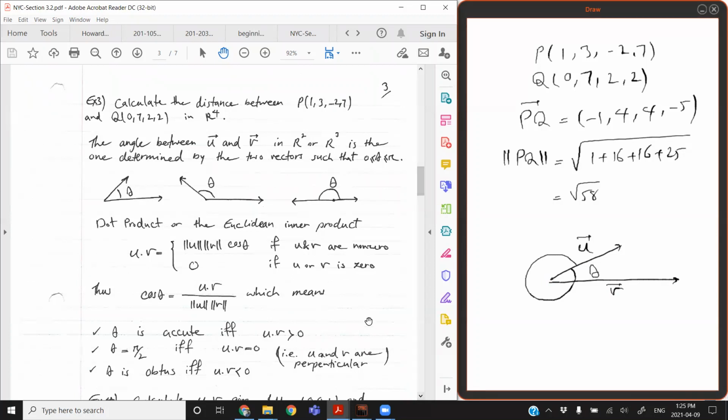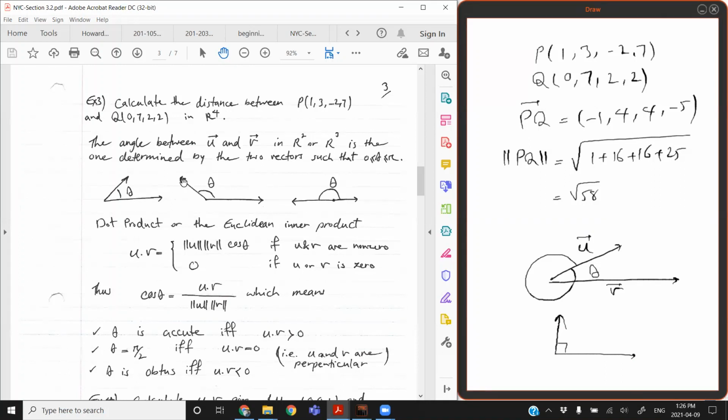So the angle between U and V in R2 or R3 is the one determined by these two vectors that is between 0 and pi, that is, between 0 and 180. It could be an acute angle like this. The two vectors could be perpendicular. You can have two vectors that are perpendicular like this. They make a 90-degree angle. They're said to be perpendicular or orthogonal.